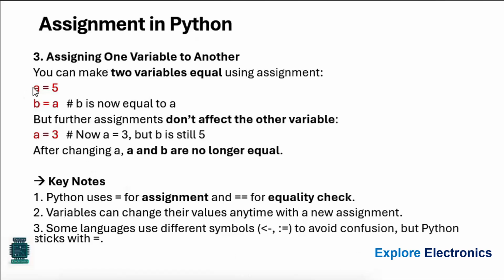Got it? Here variables can change their values anytime with a new assignment. You can observe in this example that the variable is changed to a new value by using the assignment. Some languages use different symbols, to avoid the confusion, but Python is strict with the assignment operator. In Python we use the assignment operator only.